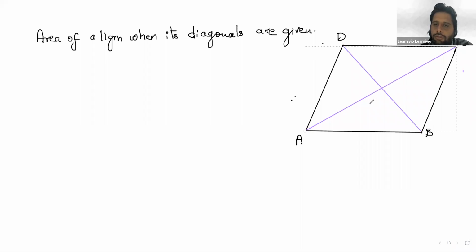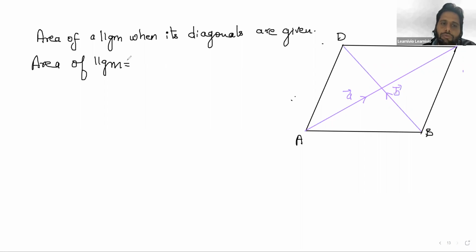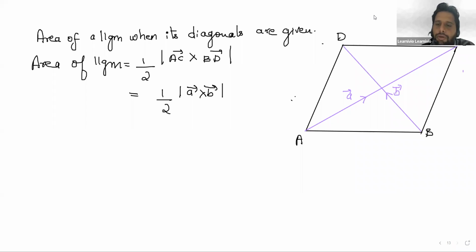Okay, so then the vectors will be given. They will give you a vector A here. They will give you a vector B here. Okay, when the diagonals are given, then what will be the area? Then area of parallelogram will be equal to 1 by 2 cross product of diagonals AC and BD. Okay, if the diagonals are given, then you will find the area like this, 1 by 2 A cross B. Please remember this. If the diagonals are given, then the area will be 1 by 2 magnitude of cross product.